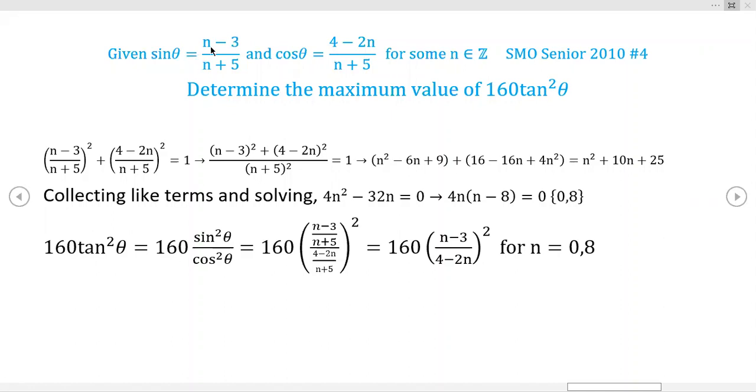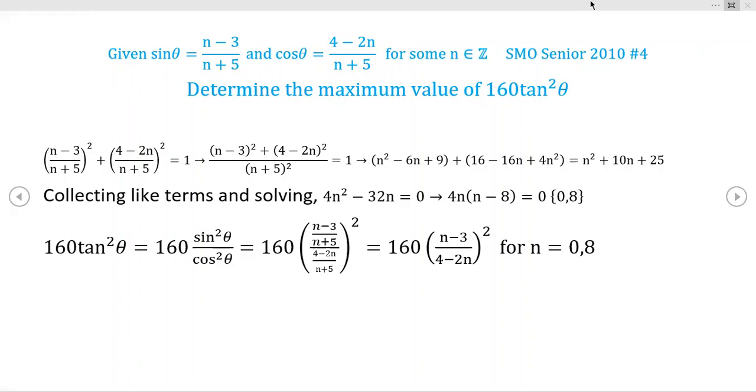We're given sine theta is a function of n, (n-3) over (n+5), and cosine theta also is a function of n, a quotient. And this says for some n a member of Z. Now that's slightly confusing. That might indicate more than one or two solutions. You never know, but it says some n, which some people would read as just one. But let's just work through the math and see what happens. We're supposed to determine the maximum value of 160 times tangent squared theta, given these initial conditions.